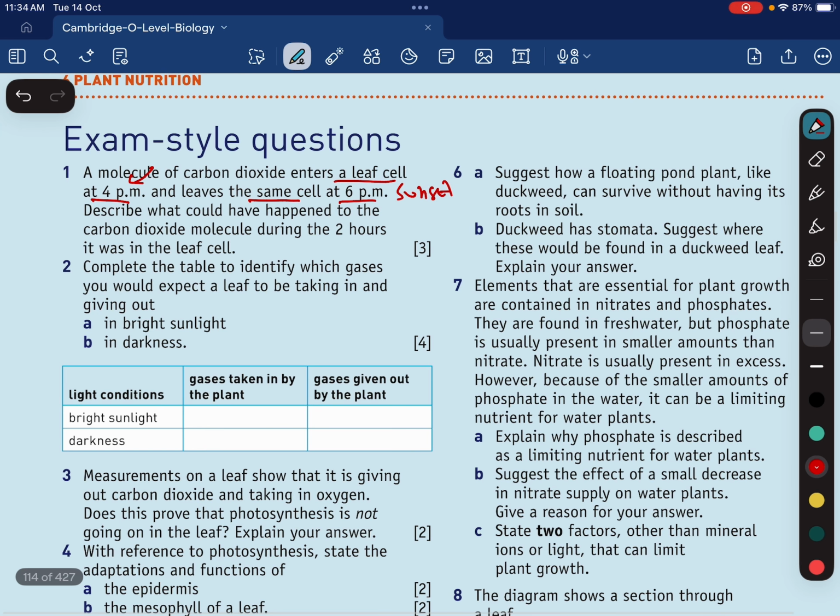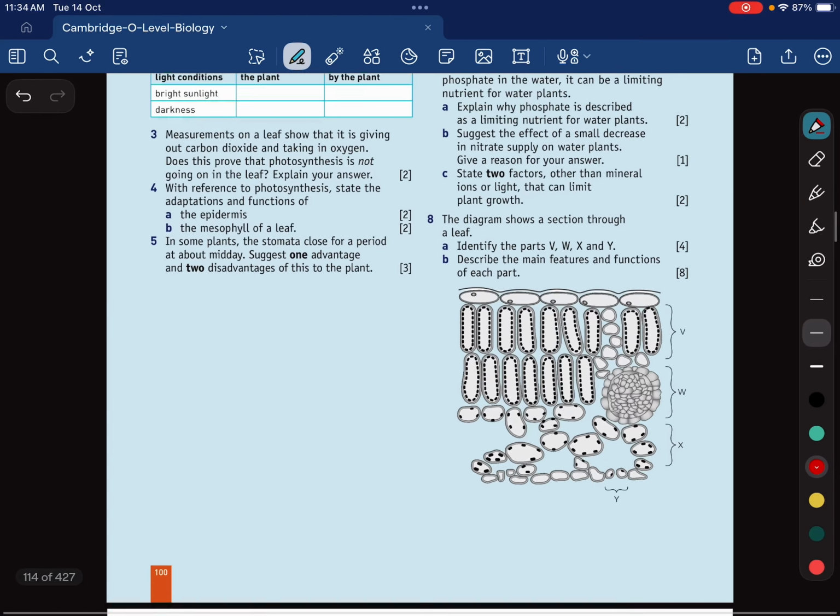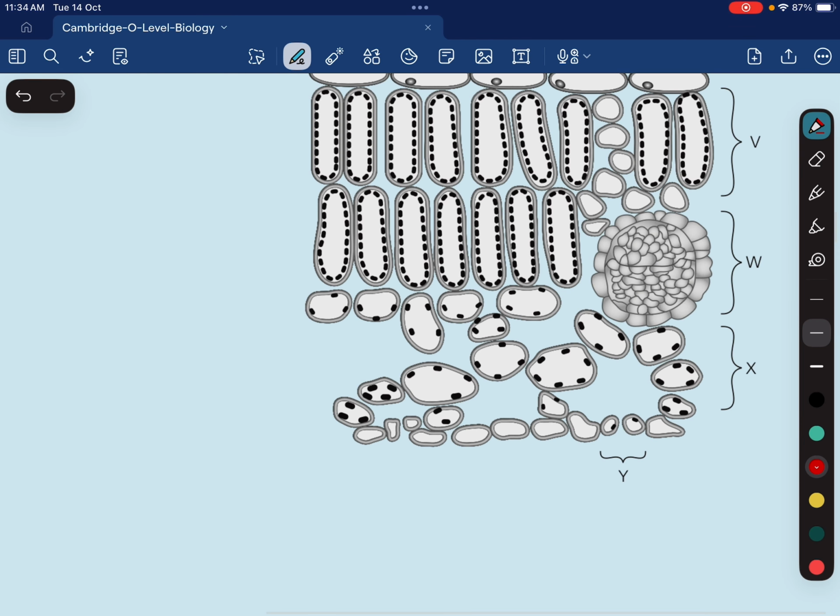Well, it's pretty simple. The carbon dioxide, where's the diagram? Over here. The carbon dioxide would have entered the leaf through the stomata. As you can see, the stomata is the opening. It would have gone into the air spaces over here, then it would have traveled into the spongy mesophyll cells, or it could have traveled into the palisade mesophyll cells for the process of photosynthesis, right? So it's going to be used up.